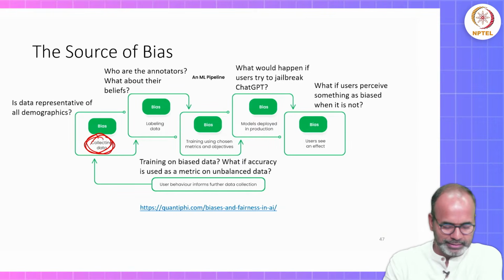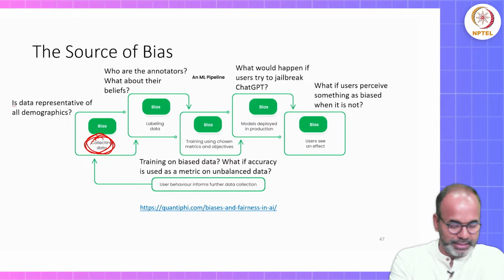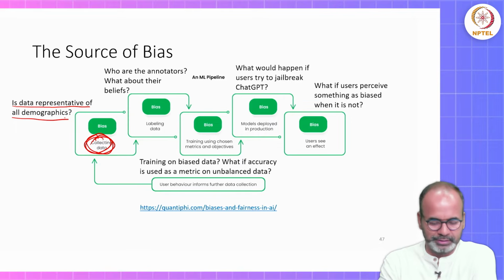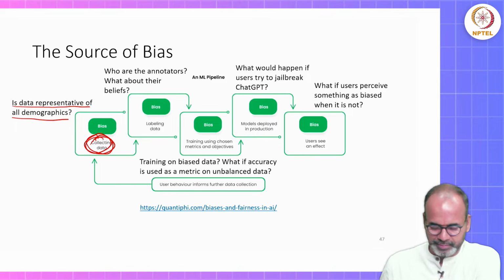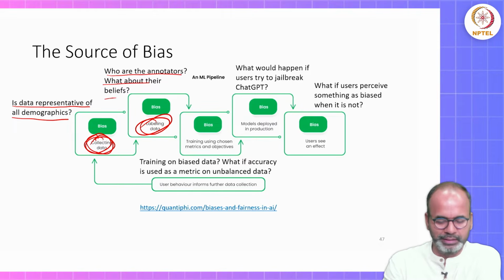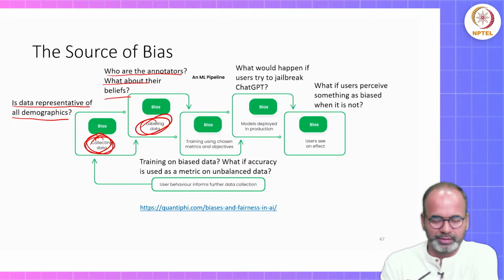So while collecting this data, is the data representative of all demographics? That's a question that we should ask. And the way these questions are framed, please keep in mind, it's framed around the question of bias. Next, you are labeling the data to build the model. While labeling, who are the annotators? What about their beliefs? Which part of the world are they from?